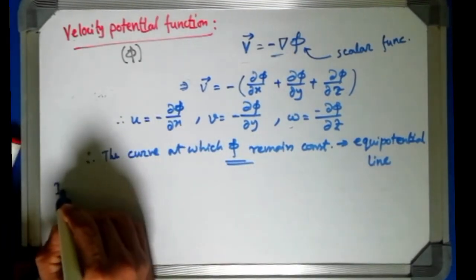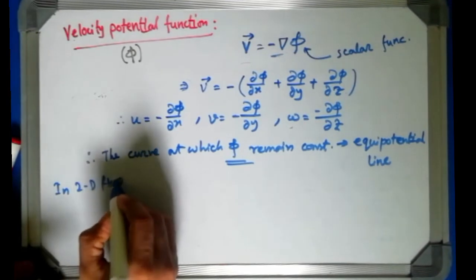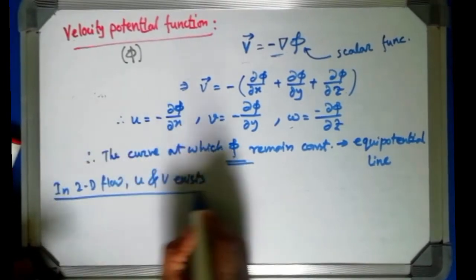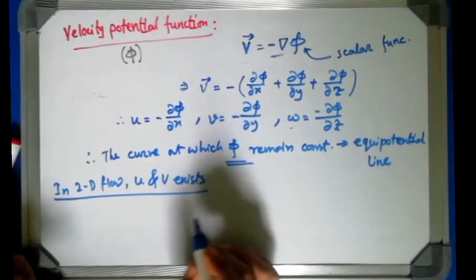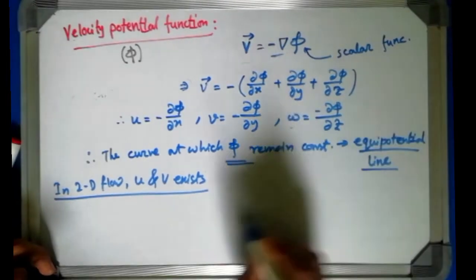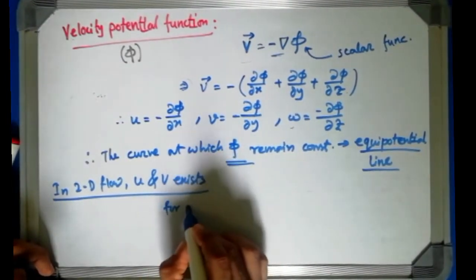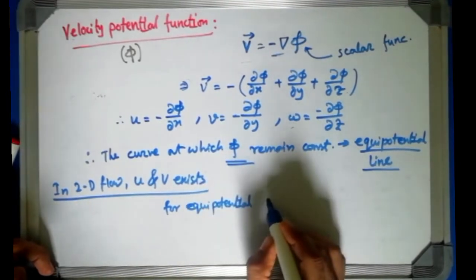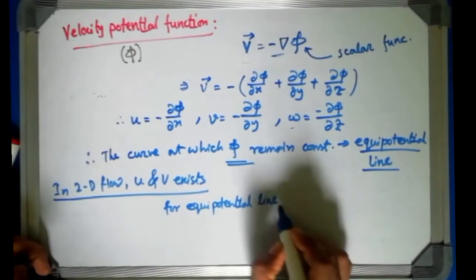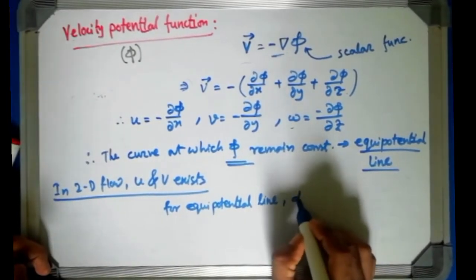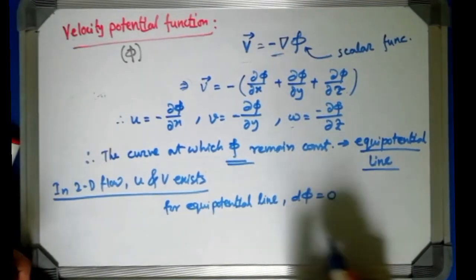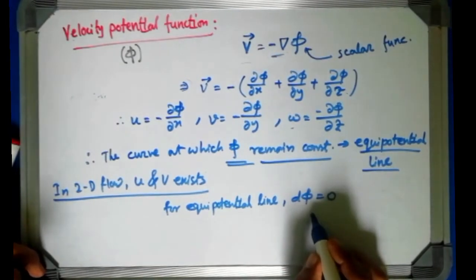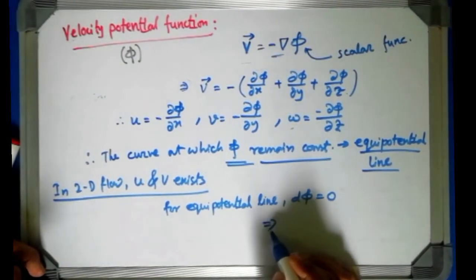Now go for 2D flow. In 2D flow, u and v both exist. No w is there. Now already I have explained what an equipotential line is. So for the equipotential line, where the potential function remains constant, I can say d phi equals 0 because phi is remaining constant, then obviously d phi equals 0.